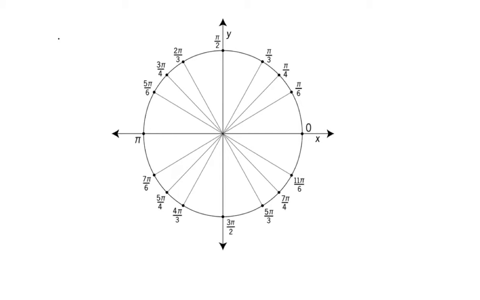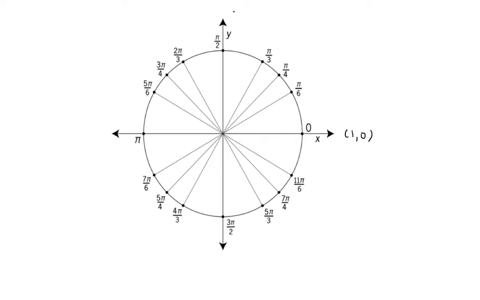All right, so here we have a unit circle. Why is it called the unit circle? The prefix uni means 1. So basically, this is the point 1 comma 0. We don't need to put that on there, but that's the point 1 comma 0.